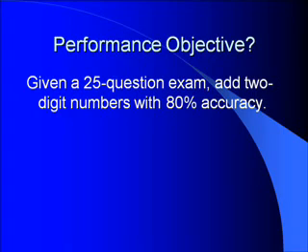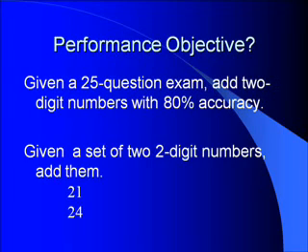First of all, let's start by concentrating on the behavior. When you write an objective, think about one instance of the behavior. So in this case, instead of thinking about 25 questions, let's just think about one question. I'll give them one problem which has one set of two 2-digit numbers. The behavior is to add these two numbers together. So a better condition and behavior would be, given a set of 2-digit numbers, add them.